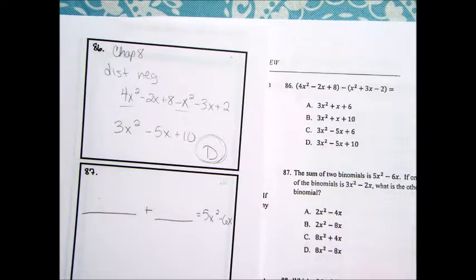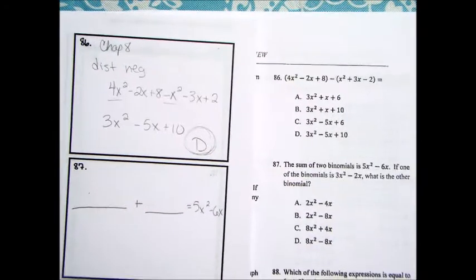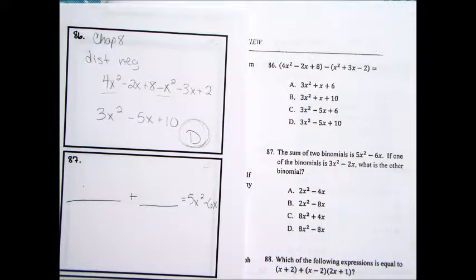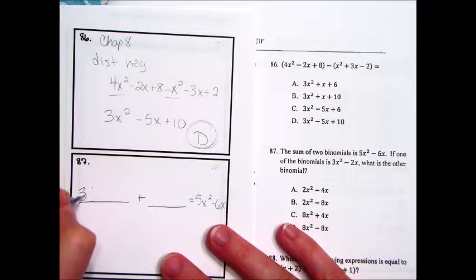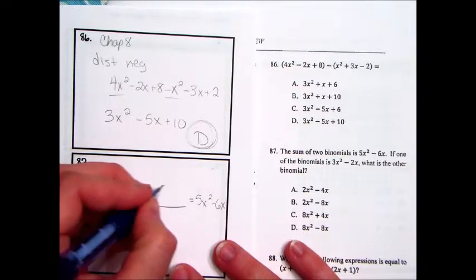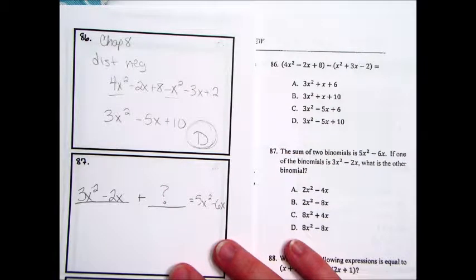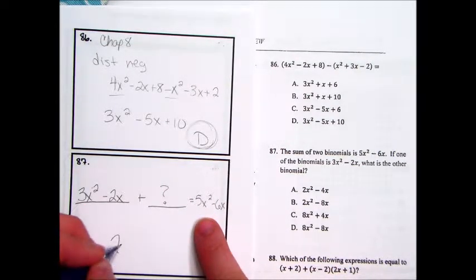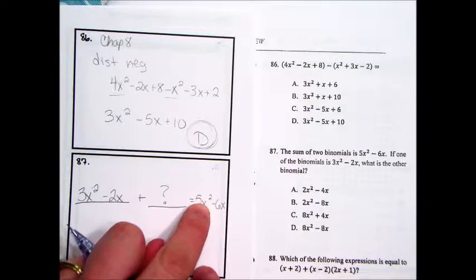Okay, so it says the sum of two binomials is 5x squared minus 6x. If one of them is 3x squared minus 2x, what would this one have to be? Well, if I need to get 5x squared, I know I'm going to need a 2x squared. Does that make sense? Because 3x squared plus 2x squared makes 5x squared.